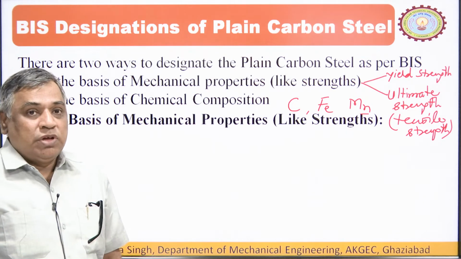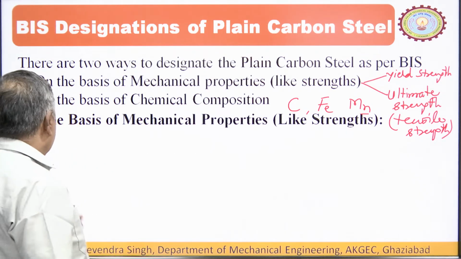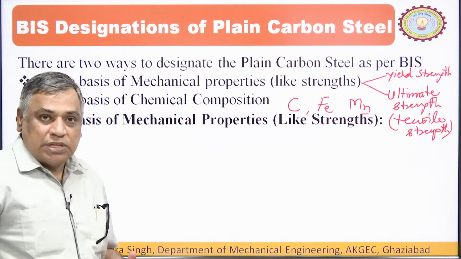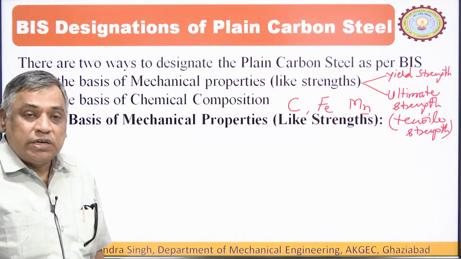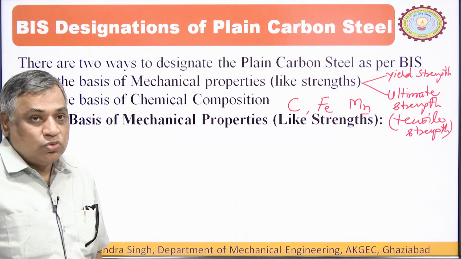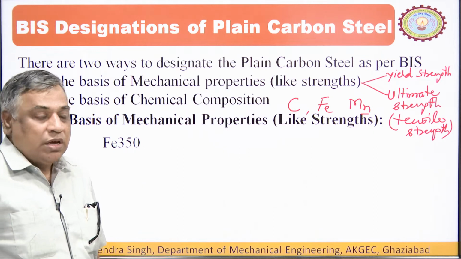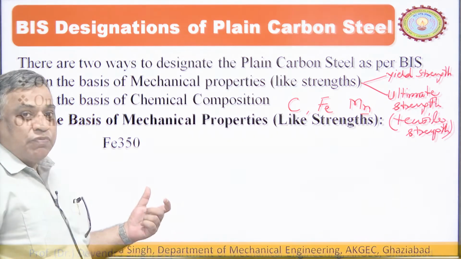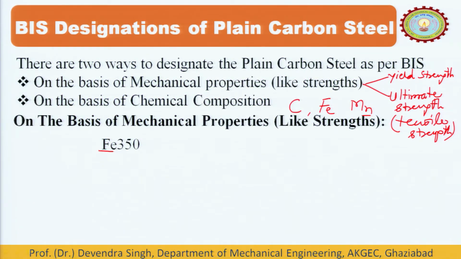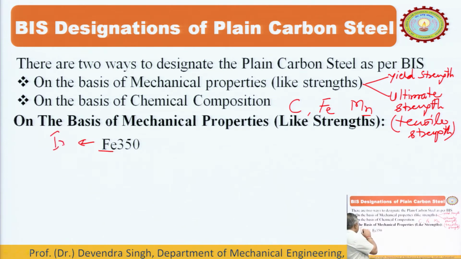So, first we will discuss on the basis of mechanical properties like strength. I take two examples to illustrate what is the meaning. There is Fe 350. Fe is what? This is iron, the chemical symbol of iron, and 350 is what? This is strength. So, what does it signify?